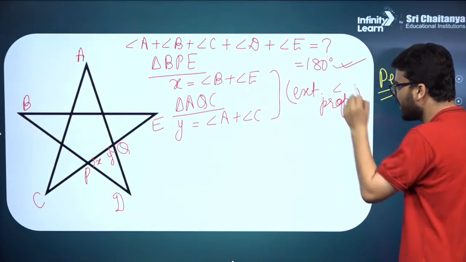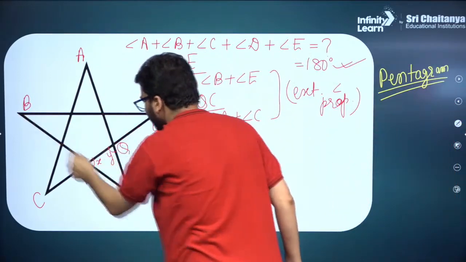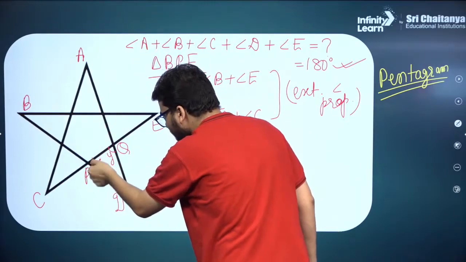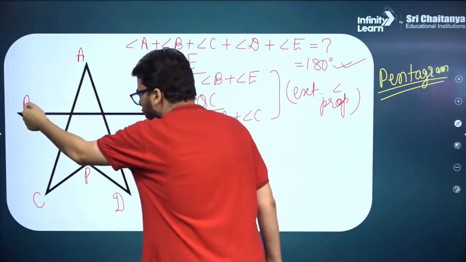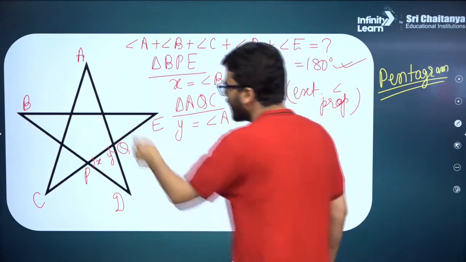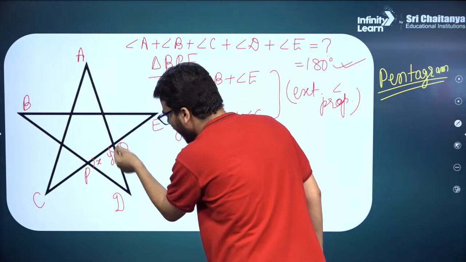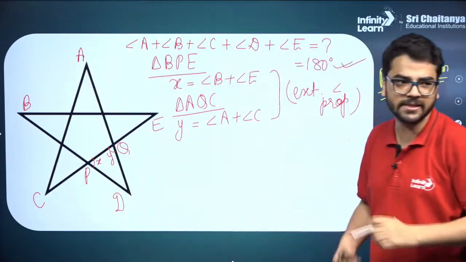Is it clear up till here, guys? Any doubt in that? Again, I'm repeating, if you see this triangle BPE, X is the exterior angle, and the exterior angle is equal to the sum of the two interior opposite angles. In the same manner, if I see the triangle AQC over here, this is the exterior angle. The exterior angle is equal to the sum of the two interior opposite angles. I hope this is clear.